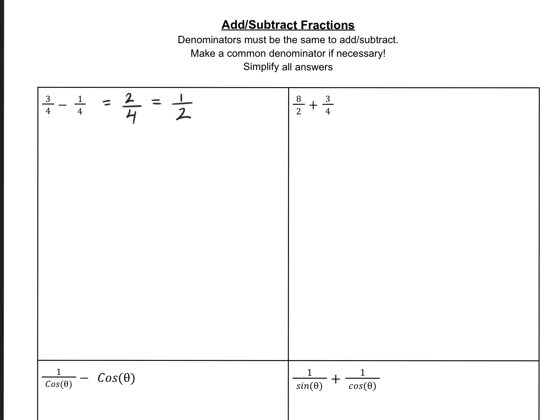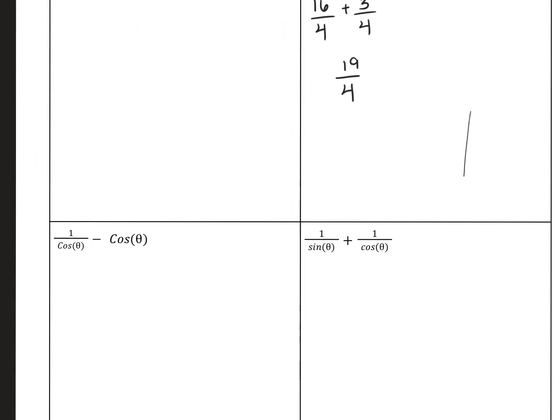Now in problem number 2, the denominators are not the same, so we have to make them the same. So 2 and 4, we can multiply this side by 2, and then that gives me 4. So 8 times 2 is 16 over 4 plus 3 over 4, which is a final answer of 19 over 4. So when adding fractions, the denominator stays the same once it's the same, and then you simply add or subtract the tops.